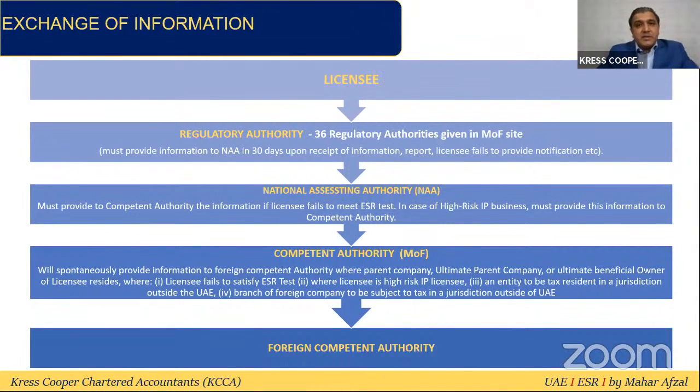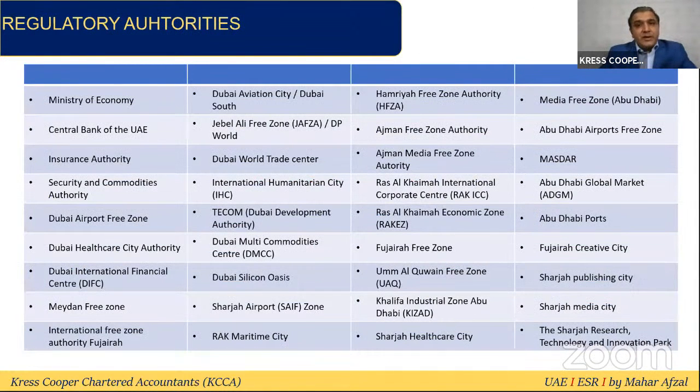Exchange of information: licensee, regulatory authority, then in between the national assessing authority came, then the competent authority and the foreign competent authority. This is the revised hierarchy and revised layers. The licensee will be providing the majority of the information to the regulatory authority. The regulatory authority will provide it to the national assessing authority, then the competent authority, and then it will be requested from the foreign competent authority. They have given 36 regulatory authorities on the Ministry of Finance website. You can check it there.